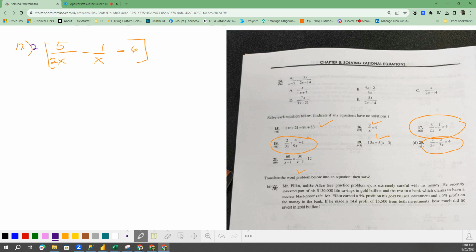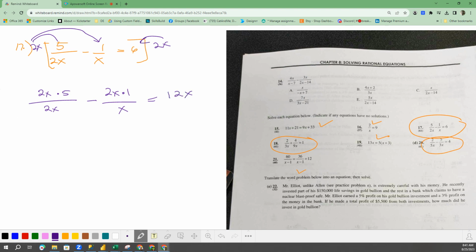We will multiply this with 2x and we will multiply this with 2x also. So this fraction needs to be multiplied with that and this fraction needs to be multiplied with that. So when you multiply the first one, the 2x times 5, I'm just going to write it out. So 2x times 5 over 2x, right? So that's why we know that the 2x will cancel out later on. Minus 2x times 1 over x equals, then you multiply this, then you will have 12x.